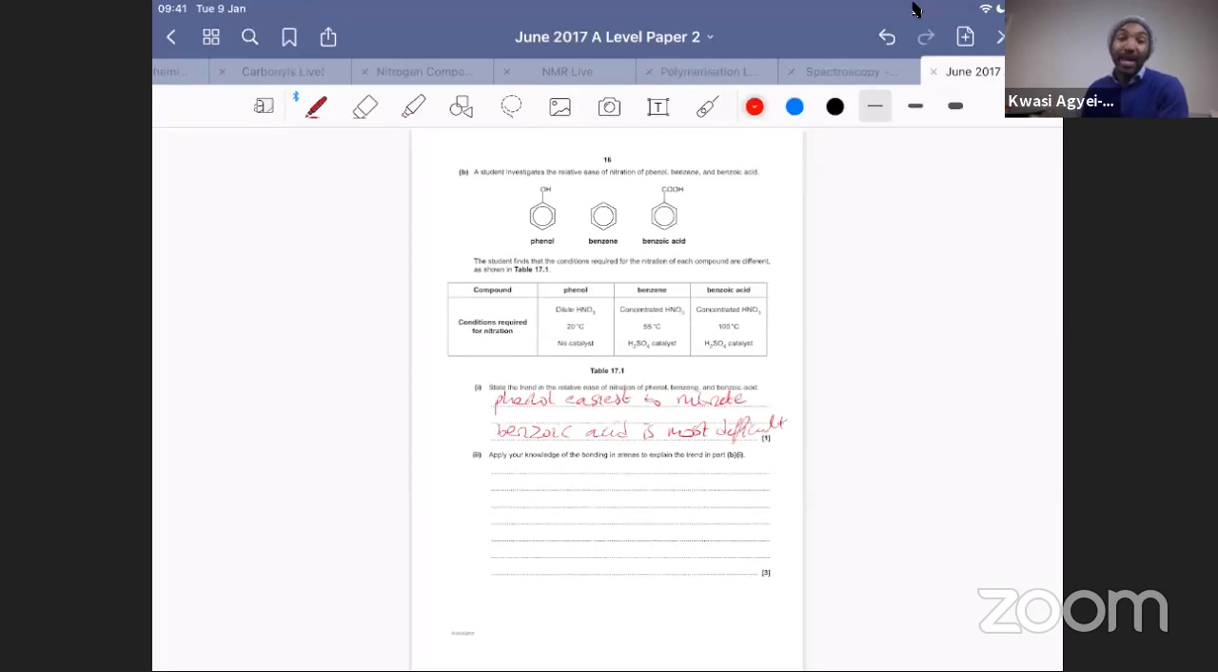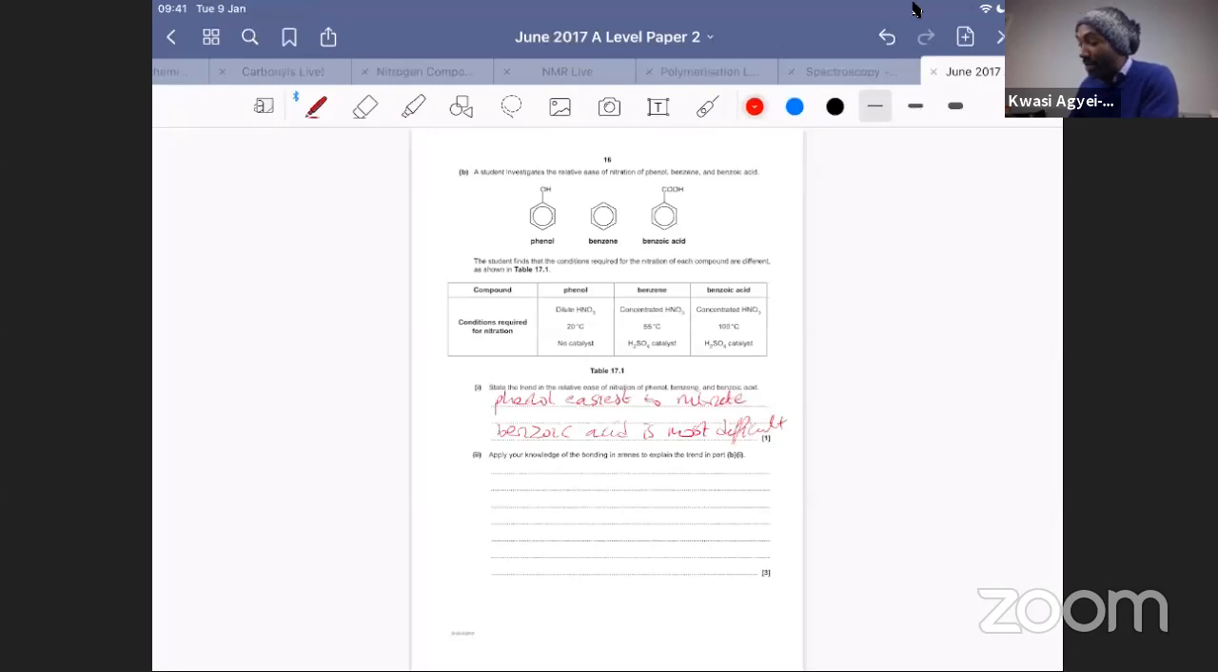Okay, so that is simply stating a rather straightforward conclusion from the data we've been given. Looking at the temperatures especially, and whether a catalyst is required or not. The question says: apply your knowledge of the bonding in arenes to explain the trend in part B, part 1.